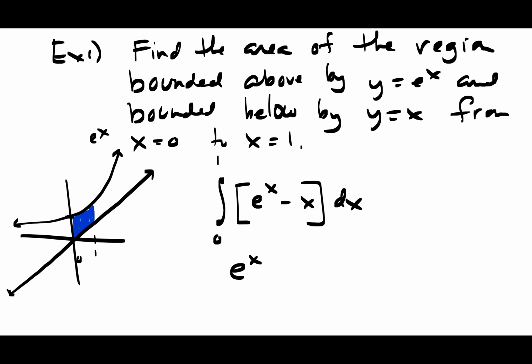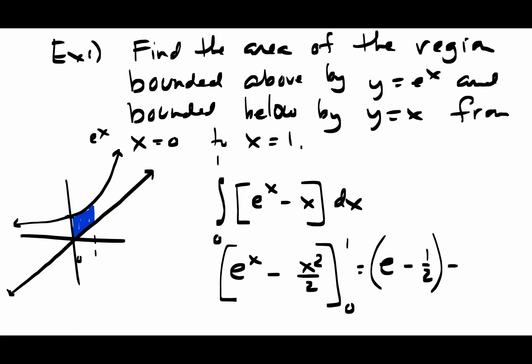e to the x is the antiderivative of e to the x, is that right? Minus x squared over 2, perfect. Evaluated from 0 to 1. It's e minus 1/2 if you're plugging in 1. And you subtract that from e to the 0, which is 1, minus 0 itself.